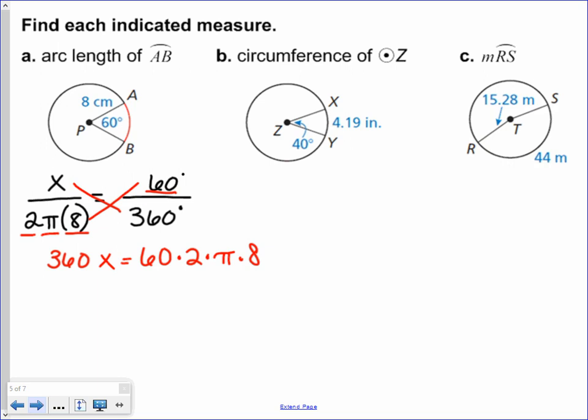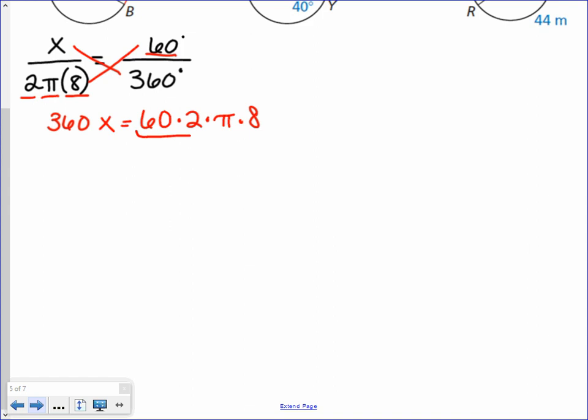Okay, let's clean up the right side a little bit. Now, personal preference, because I'm kind of a math geek, is I like to keep everything as exact as I possibly can until the very, very end. So I don't like to approximate too soon. So on the right side, I'm going to go ahead and just multiply the constants together, and then I'll get to pi in a second. So on the left, we still have 360x. Let's go ahead and multiply 60 times 2 times 8. 120 times 8 is 960. And then that pi is in there. 960 pi.